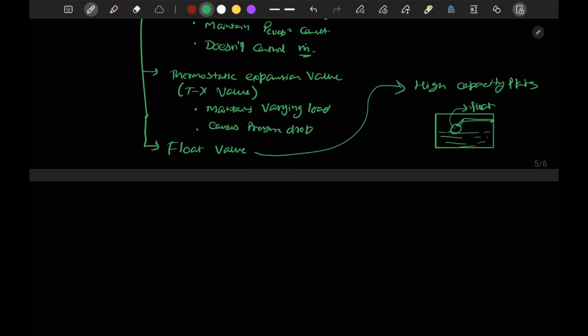If the level decreases, it means that in the evaporator the refrigerant required is less, because a smaller amount of substance is to be cooled. If the float moves upward, then we have to provide more mass flow rate. I hope you understood this point.